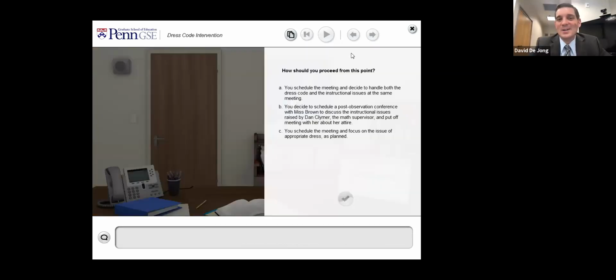Oh, how I just want to stop there for a second. Anybody who's been a leader knows that when you get one personnel concern about somebody, you tend to get more. Kind of like the old phrase, when it rains, it pours. So now we have concerns about her dress and about her math instruction. So I'm going to ask you to take out your pen or pencil again and write down A, B, or C. How are we going to proceed from this point?